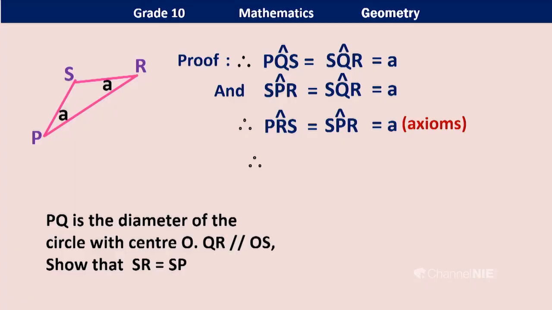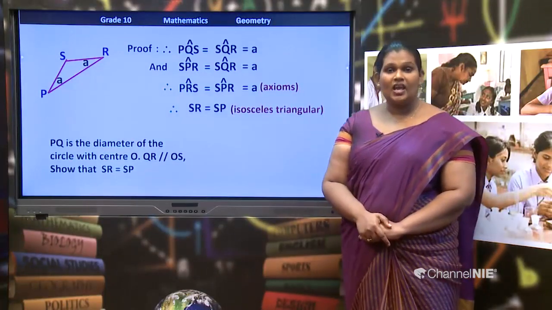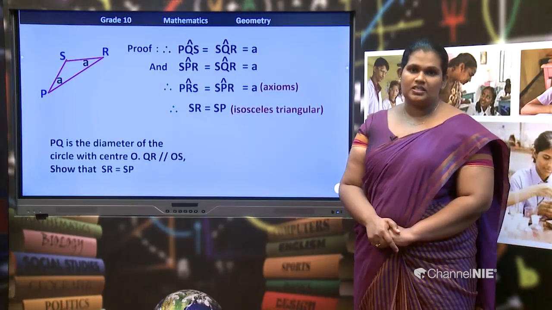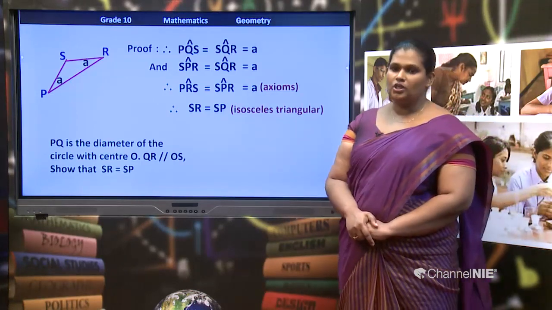So, we will write it in our proof. Therefore, SR is equal to SP. That is what they have asked us to find in our question. So, the reason we have to mention is isosceles triangle. Right. Now, we have proved the statement that they have asked us to prove. Right. So, that is the end of the last question that I need to discuss with you.